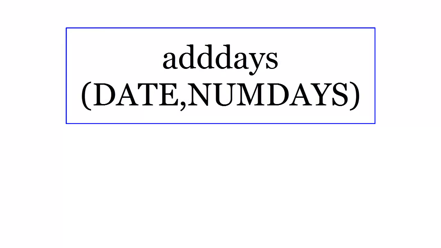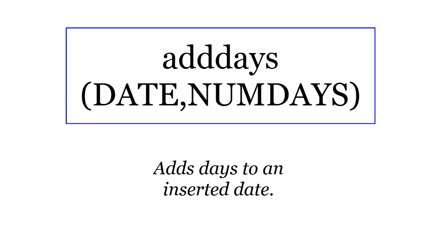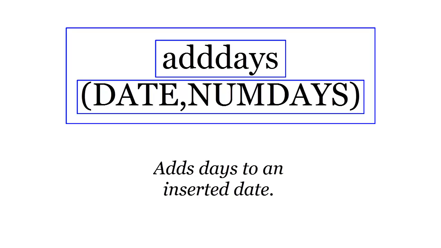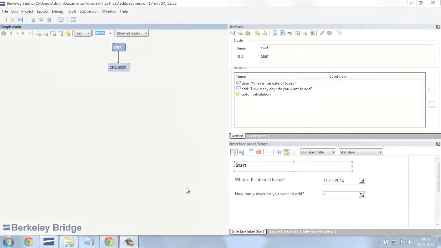In short, add days literally adds days to an inserted date. As you can see, the function consists of 2 parts, the name of the function and the input for the function. For this function, you need to insert a date and the number of days you want to add. To illustrate what exactly this means, let's take a look at how this function can be used in a model.